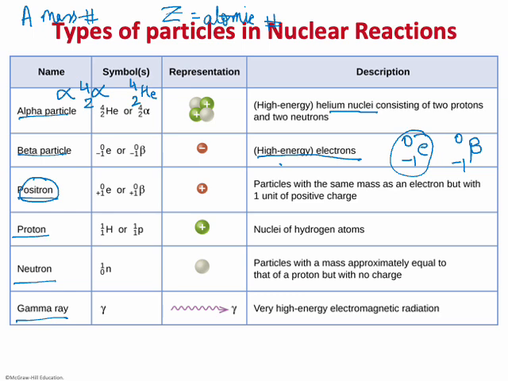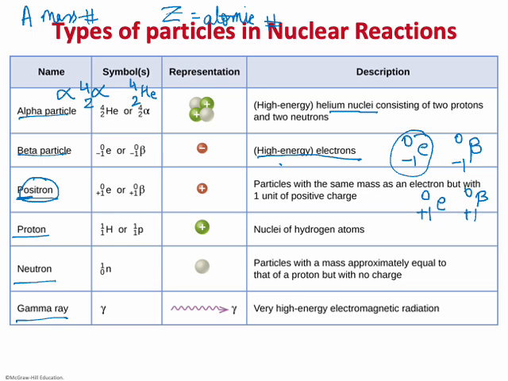A positron is basically the opposite of a beta particle. Positron means a positively charged electron, and you can remember it that way. It's a particle which has the same mass as an electron, basically 0, but a charge opposite to an electron, so it is +1. It's also written as +1 electron, or as beta, but a positively charged beta particle. It's a particle with the same mass as an electron but with a +1 charge, or 1 unit of positive charge.